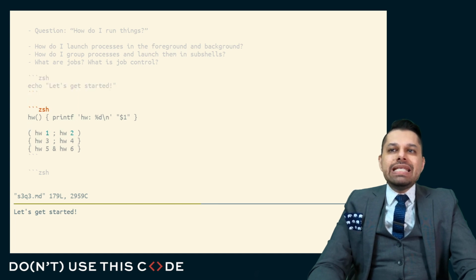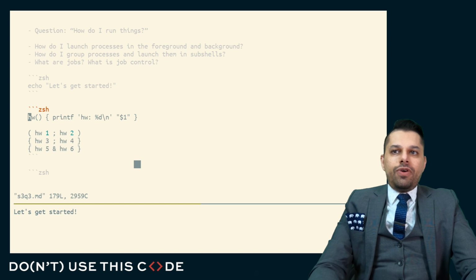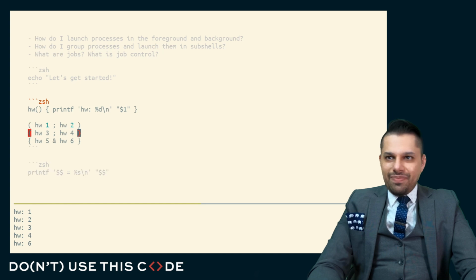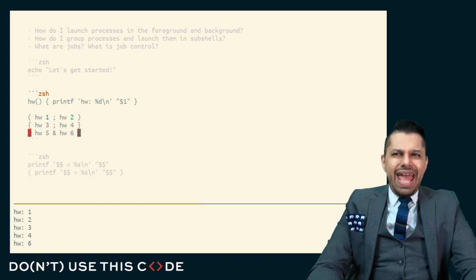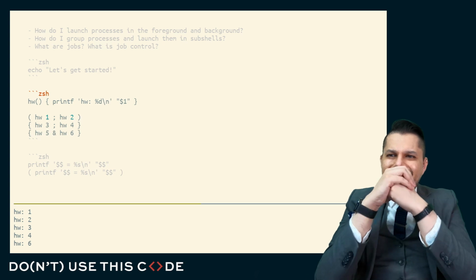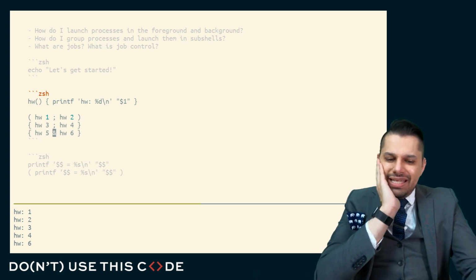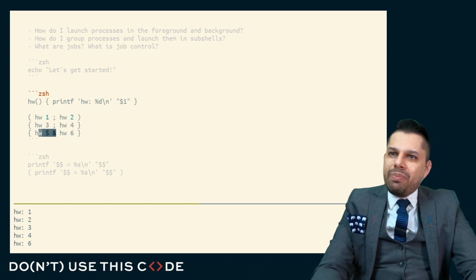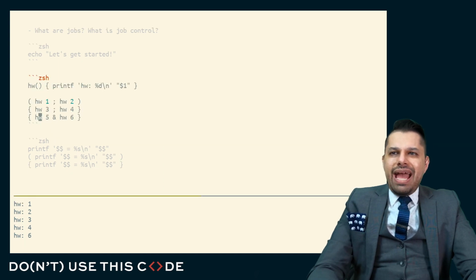I have a simple hello world shell function here, and all it does is print out hello world and a value. And I could put this in parentheses. I could put this in curly braces. I could put this with an ampersand after one of these. And what is the difference? You can see some very interesting things happen here. This 5 does not seem to be printed anywhere. That's kind of odd.